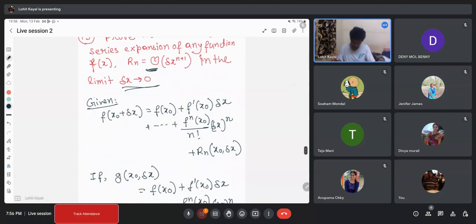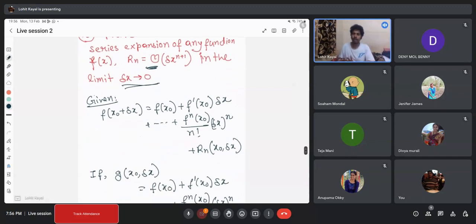Now, Rn is the remainder term, the rest of the terms. So we can expand f of x0 plus delta x in this way. This is the normal Taylor series expansion: f of x0 plus f prime x0 delta x plus f double prime x0 delta x square by factorial 2 plus dot dot dot plus f to the power n x0, that is the nth derivative, by factorial n delta x to the power n plus Rn of x0, delta x.